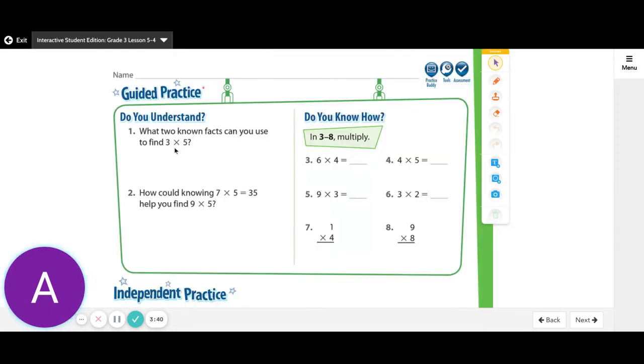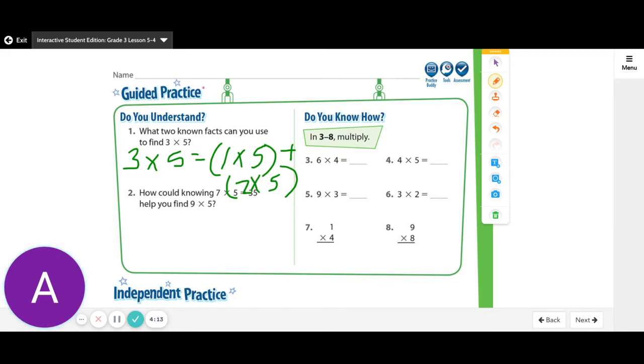What 2 known facts can you use to find 3 times 5? So we did this a while ago, but remember, if we have 3 times 5, that tells us there are 3 rows with 5 in each row. So I know 3 times 5 would be the same as something times 5 plus something else times 5. So I know there's going to be 5 in each row. So I could do 1 row of 5 and 2 rows of 5 to get 3 rows of 5. To check, we know 3 times 5 is 15. We know 5 times 1 is 5.